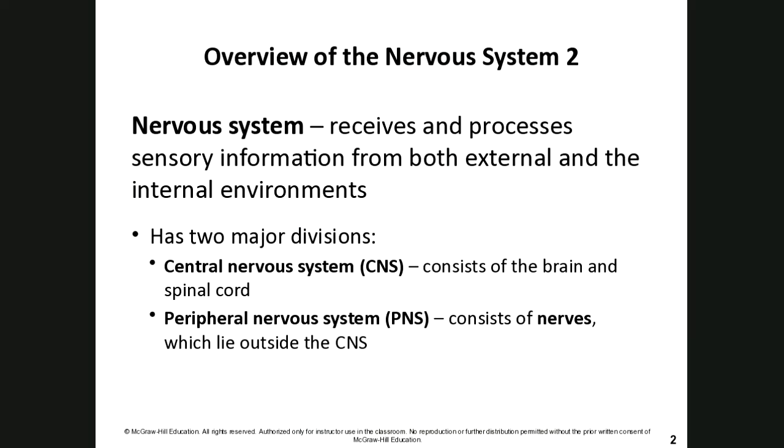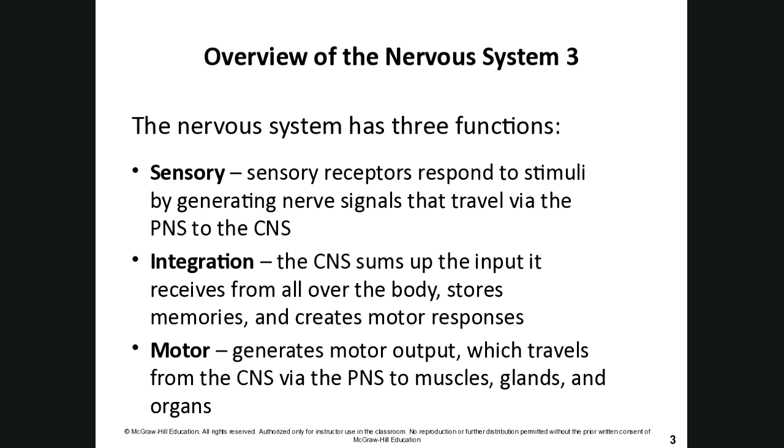So an overview of the nervous system is that its basic job is to receive and process sensory information from both the outside world and the inside world. So we can take that receiving and processing information and then coordinating the output, and we can separate it into two different entities. The two major divisions of the nervous system are those that consist of your brain and your spinal cord, the central nervous system, and then you have the nerves, which consist of the peripheral nervous system.